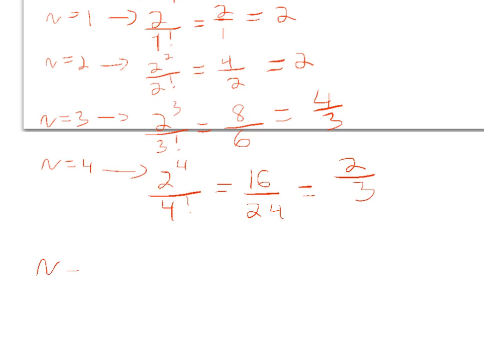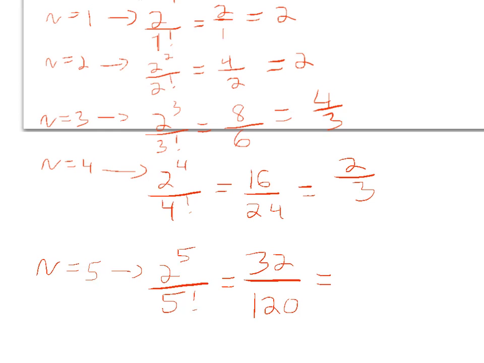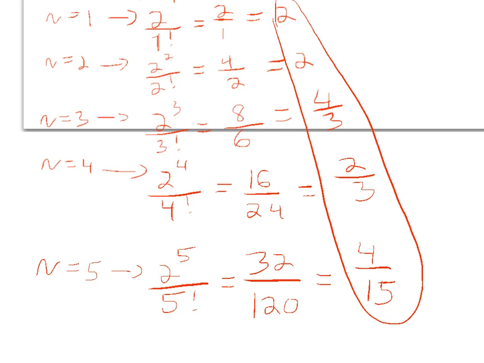Let's go n equals 5. So when we plug this in, we have 2 to the 5th over 5 factorial. 2 to the 5th is 32. 5 factorial is 120. And then if you just use your calculator to simplify that, that simplifies to 4/15. So this right here, these are our first 5 terms.